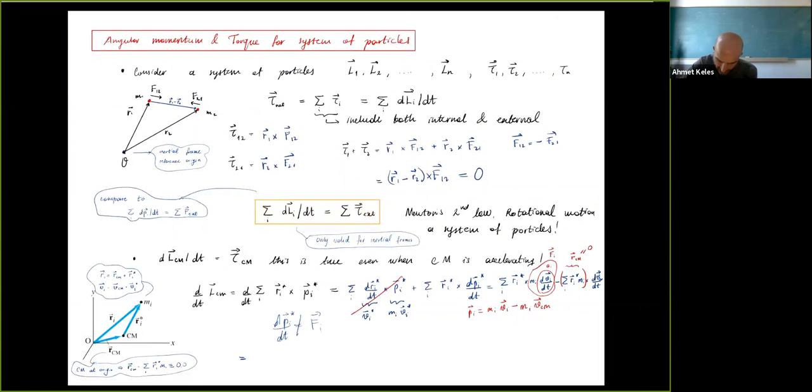Then this dL/dt is equal to the sum over all i of r_i star crossed with F_i. But what is this? If I look at this, r_i star and the force on i, if I sum over all these guys, I have the torque on i like this. So this is the torque on i in the center of mass coordinate. So this is equal to the total torque in the center of mass coordinate. Okay?